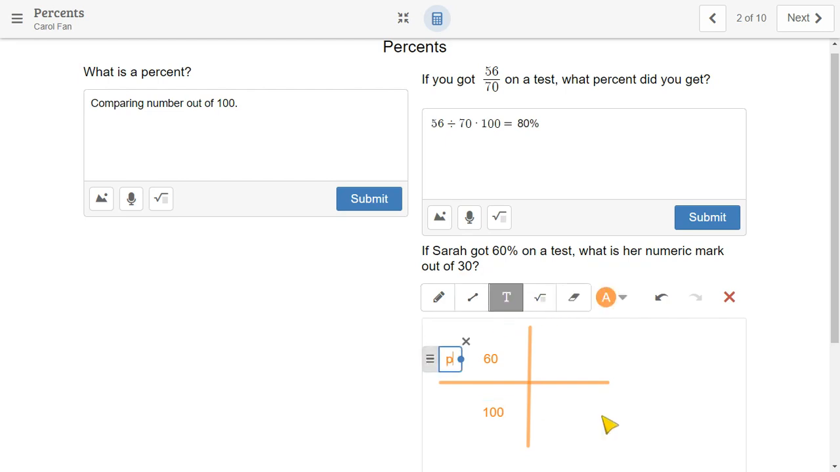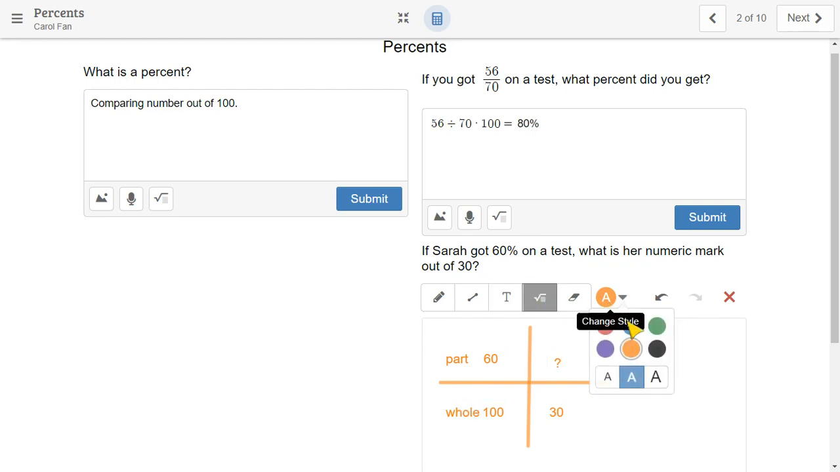So my first row, I'm going to talk about the part. The bottom row, I'm going to talk about the whole. Now, on the test, the whole test was worth 30. We want to know what mark she had. Now that we've set this up, we can put it into our fraction and solve. So 60 over 100 is equal to x over 30.